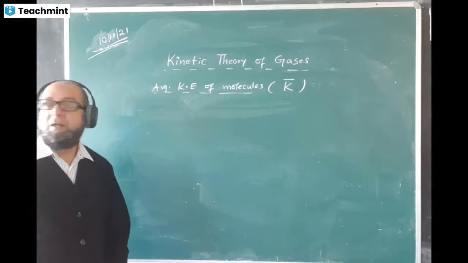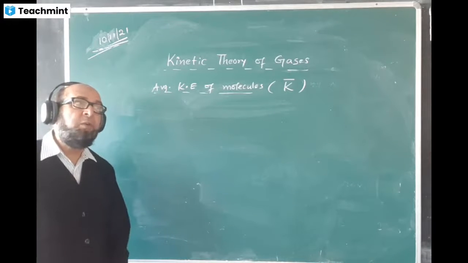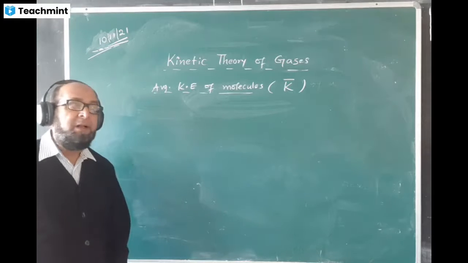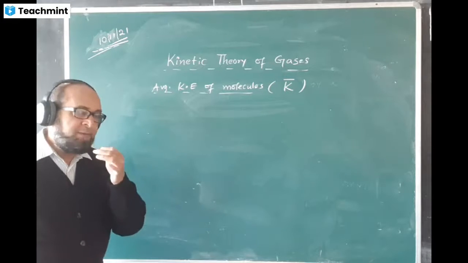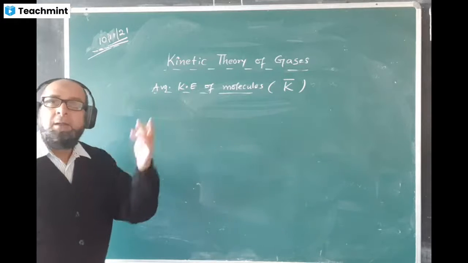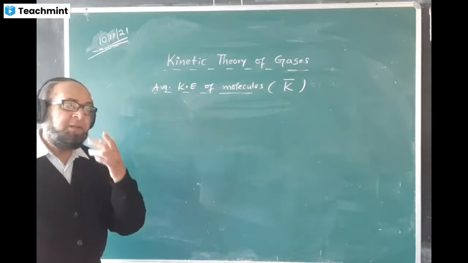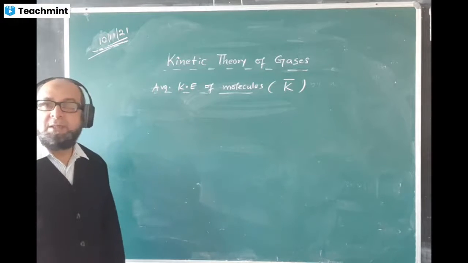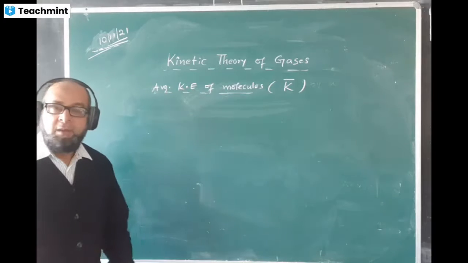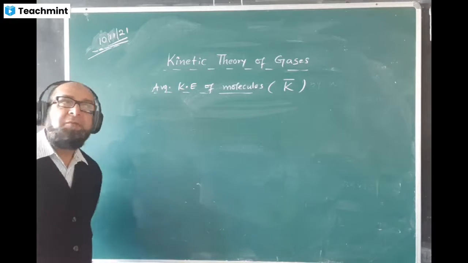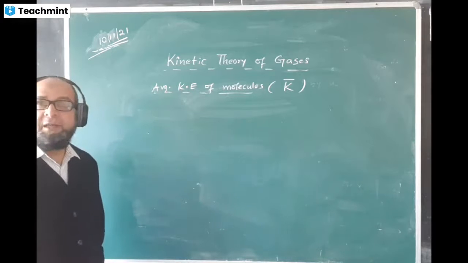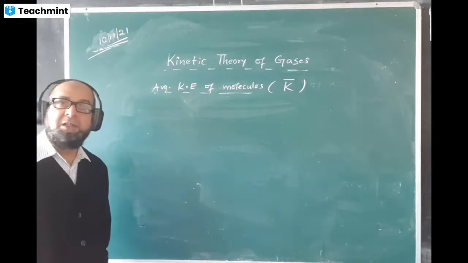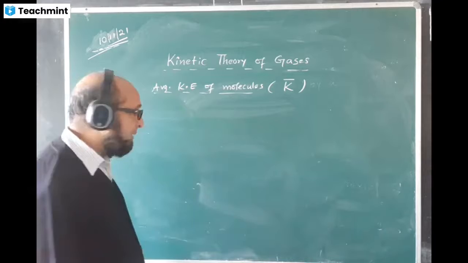In lower classes you had learned that the average kinetic energy of a molecule is related to the rise of temperature. When the average kinetic energy of molecules increases, the temperature rises, and when the average kinetic energy of molecules decreases, the temperature falls. So we are going to find a relationship. First, I'll make a formula for K average, and after that, you can see how it varies.